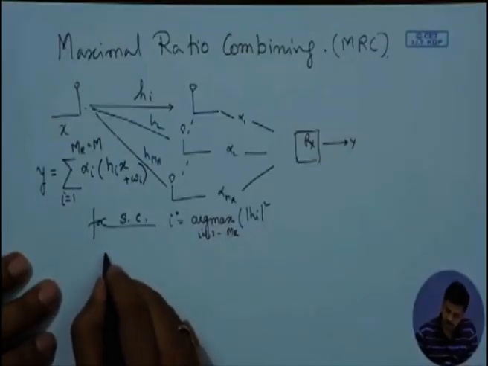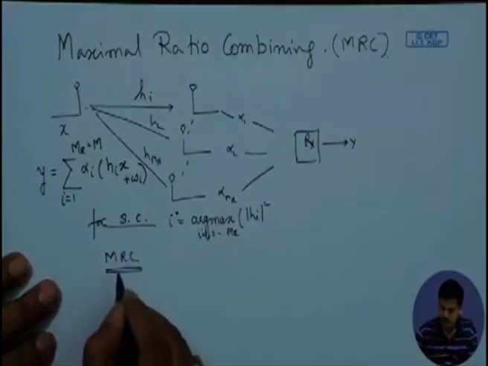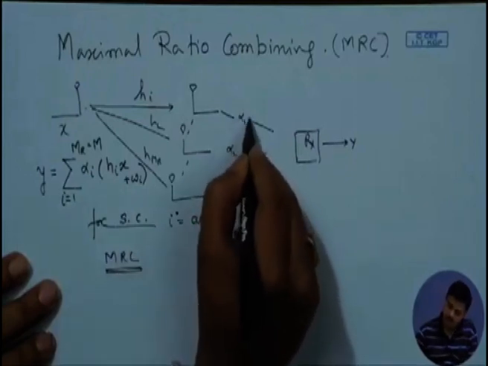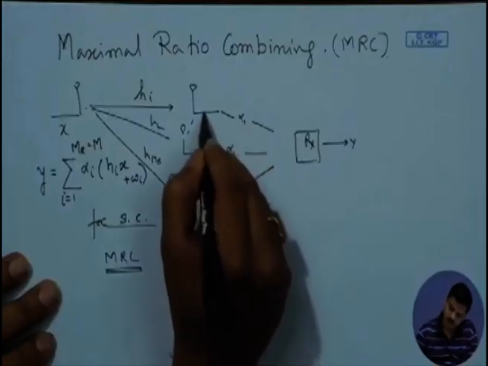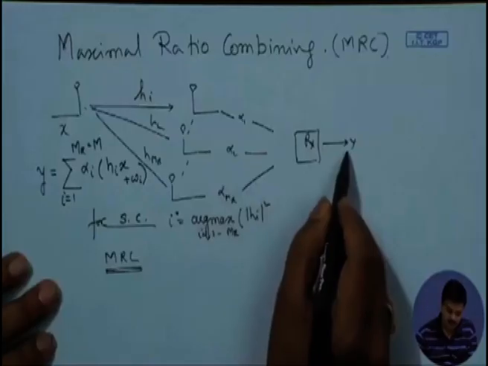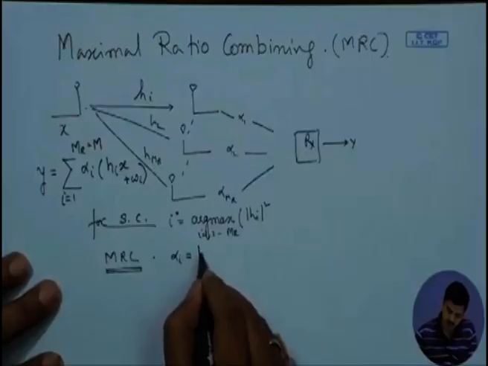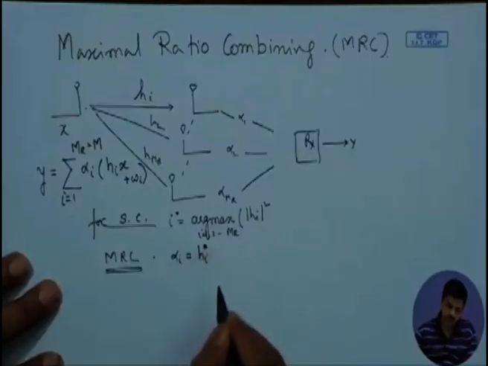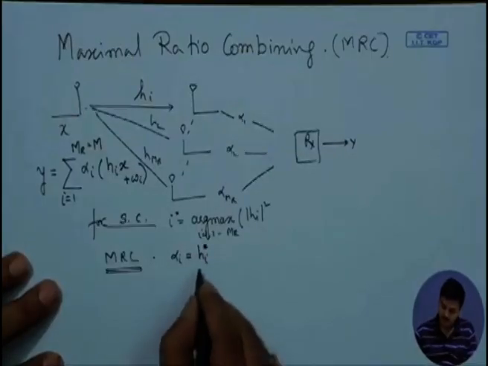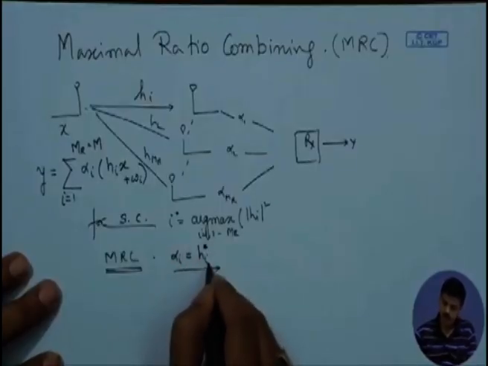But for maximal ratio combining, that is MRC, we combine in a way from which the name is derived: we put the weight corresponding to the strength of each branch, so that the overall SNR is maximized at the receiver. In this case alpha i is set equal to h i conjugate. This is what you are going to find in typical books, and this expression is useful for BPSK or QPSK modulation.